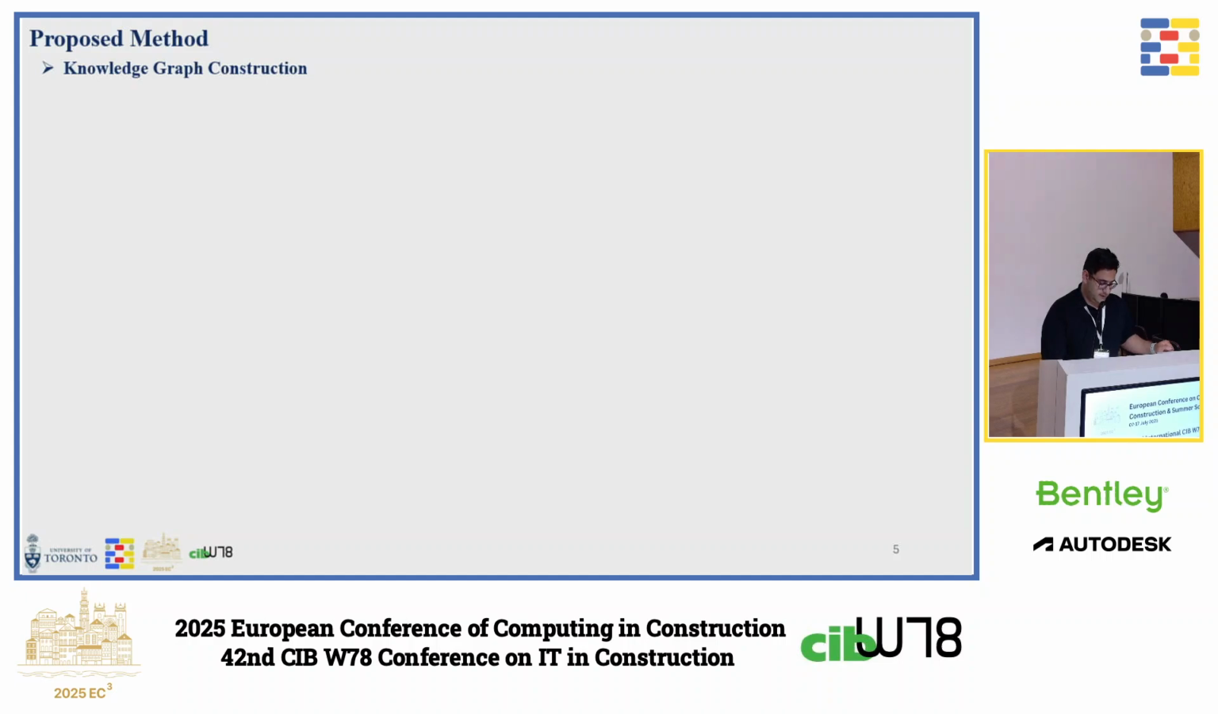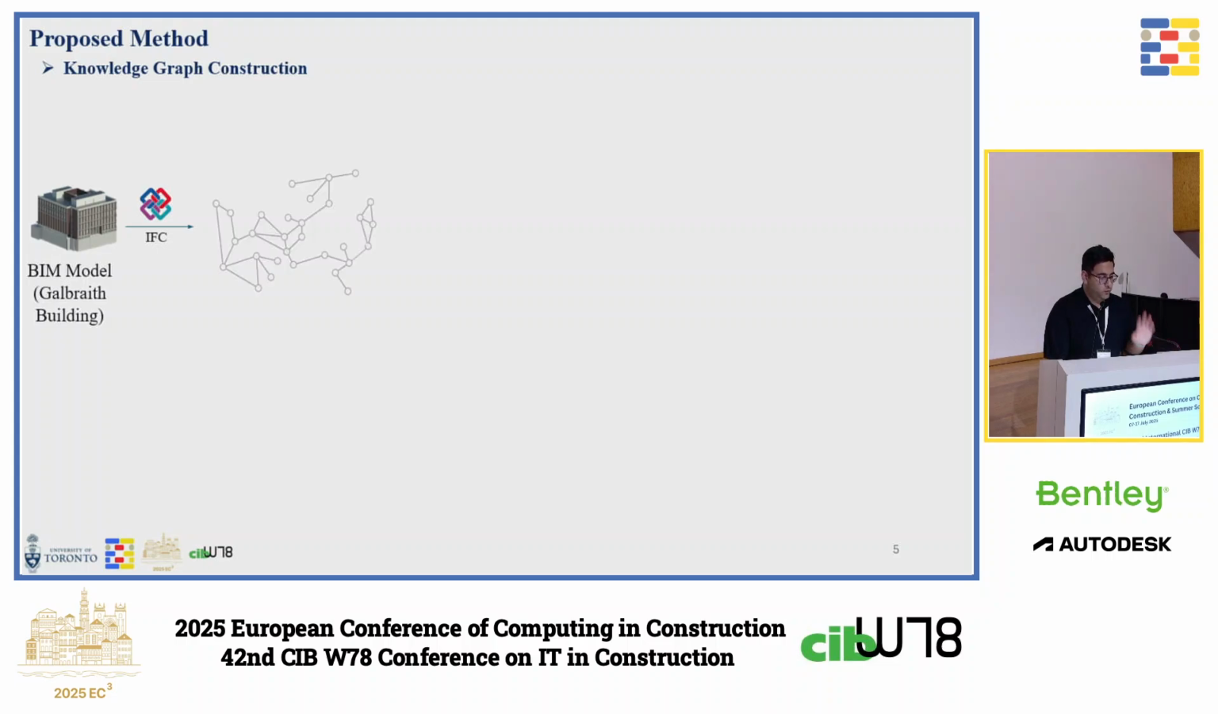So for knowledge graph construction, we modeled the Galbraith Building, which is the civil engineering department building at University of Toronto. It's a 6-story building, a very big building actually. And we use the IFC schema here. However, this approach is a schema-agnostic approach. It does not rely only on IFC, but here, for the sake of reproducibility, we use the IFC. So we converted that and constructed the knowledge graph for it.